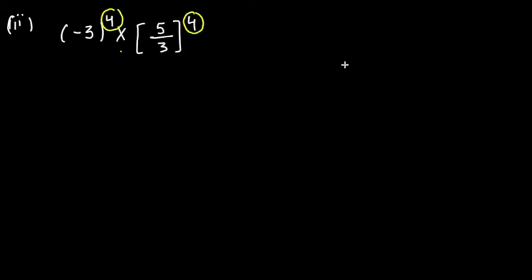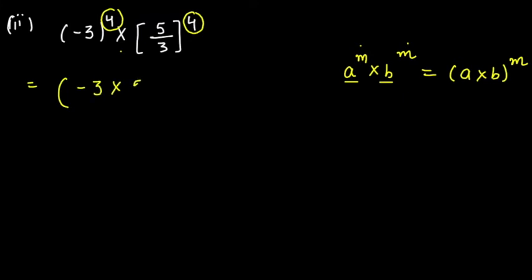So for this also we have done a law, which was a raised to the power m into b raised to the power m. Means when my exponents are same, m and m in both the numbers, but the bases are different, what we do? We multiply the bases and write the power together. So I will use this law to solve this question. It means my bases minus 3 into 5 by 3 and power can be together, which is 4. This 3 is cancelled with this 3. I am left with minus 5 raised to the power 4.